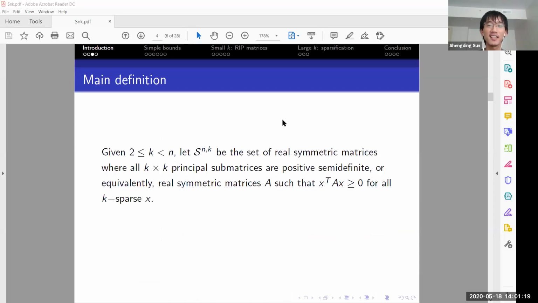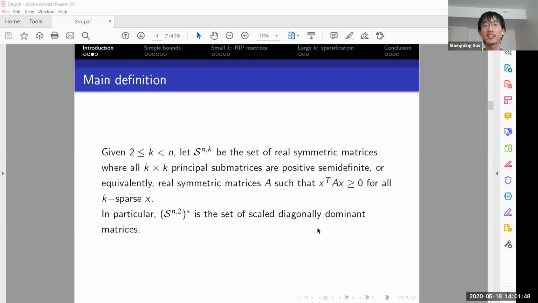We will generalize this by considering a new object, S_n^k, which is defined to be the set of real symmetric matrices where all k by k principal submatrices are positive semi-definite. We think this is a very natural object to consider if you want to generalize the second order cone construction. Another way to say this is that it's all symmetric matrices where the quadratic form is non-negative for all sparse vectors. In particular, it's worth mentioning that in the case where k equals 2, the dual cone to S_n^2 is exactly the set of scaled diagonally dominant matrices.